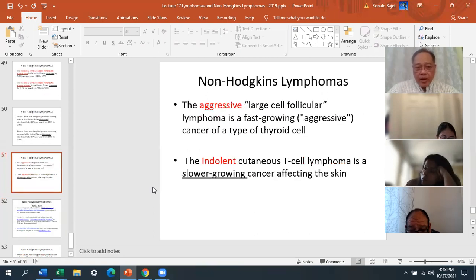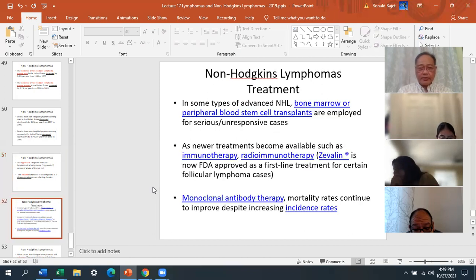The aggressive large follicular lymphoma is a fast-growing cancer of a type of thyroid cell. Remember, if you see the term indolent, that means it's not aggressive. The indolent cutaneous T-cell lymphoma is a slower growing cancer affecting the skin. And the aggressive form is a faster growing type of the thyroid cell. So again, indolent versus aggressive.